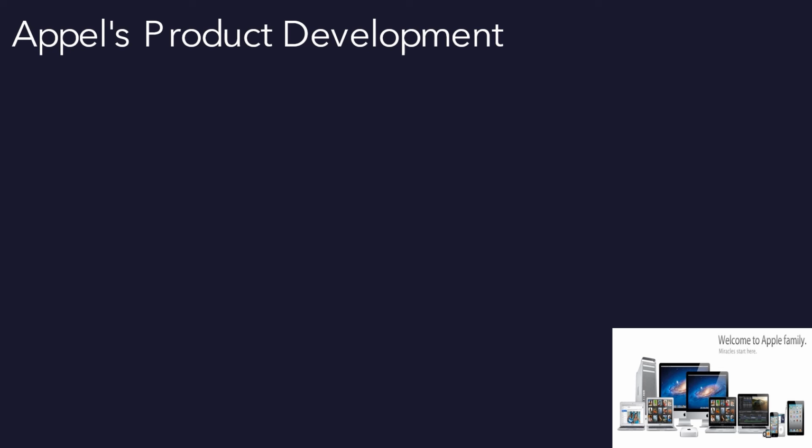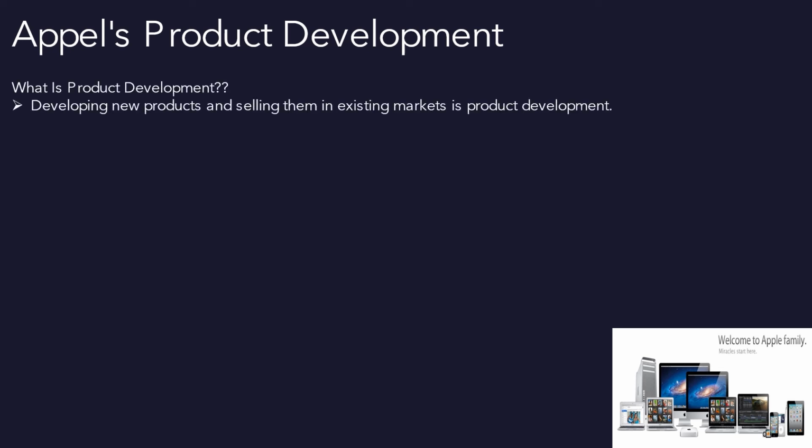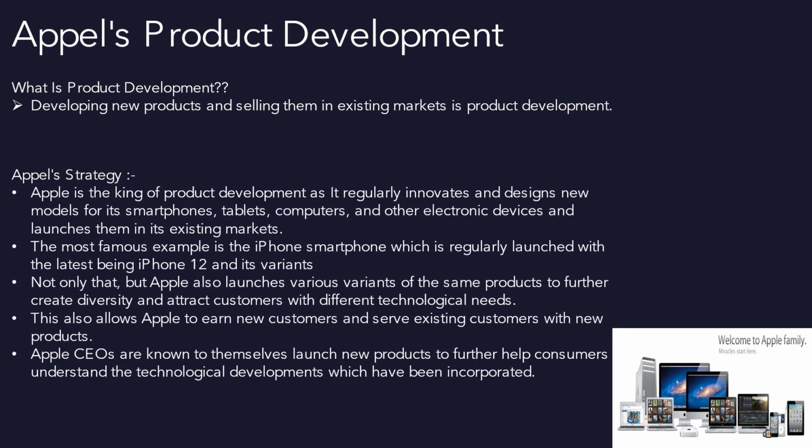Apple's product development. Developing new products and selling them into the existing market is product development. Apple is the king of product development. It regularly innovates and designs new models of its smartphones, tablets, computers, and other electronic devices and launches them in its existing market. The most famous example is the iPhone, which is regularly launched within the market, the latest being the iPhone 12. Not only that, but Apple also launches various variants of the same products to further create diversity and attract consumers with different technological needs.